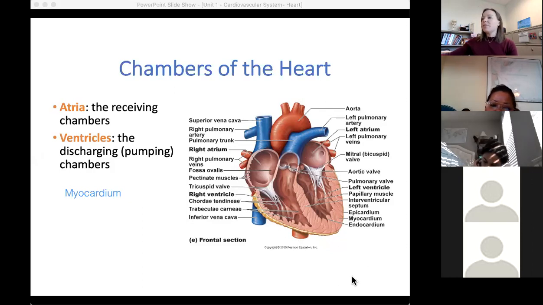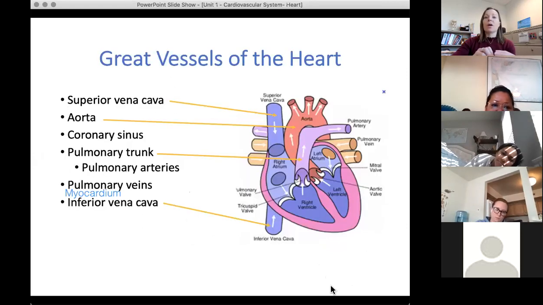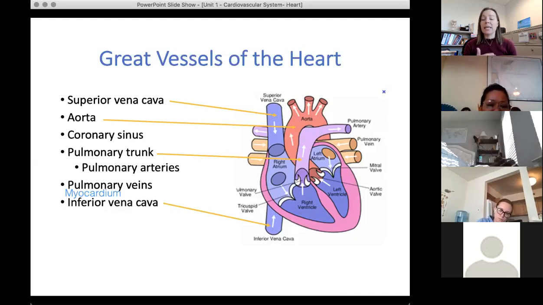Okay, so that's it for the major chambers and the major blood vessels. There's 2 other terms here in your outline that we will talk about in lab as well, or we did talk about in lab. Trabeculae carneae, that is the name for the ridges that are in the walls of the ventricles. So these are the ridges seen in the walls of the ventricles.